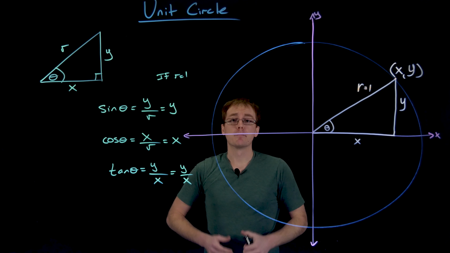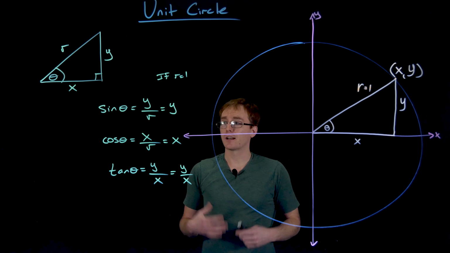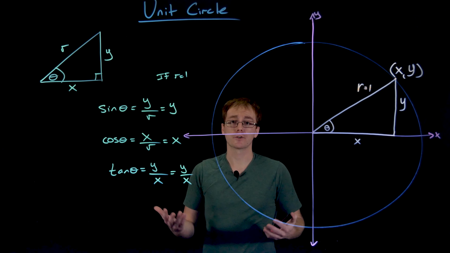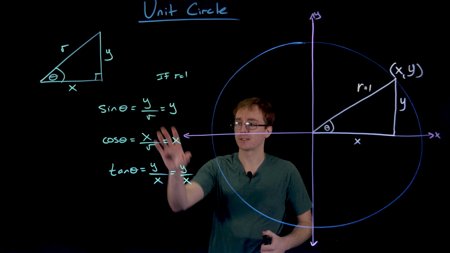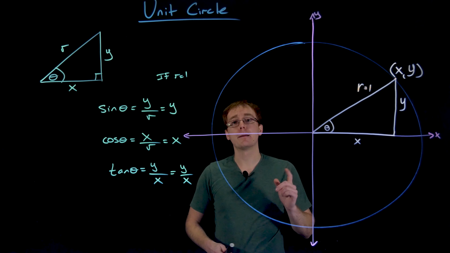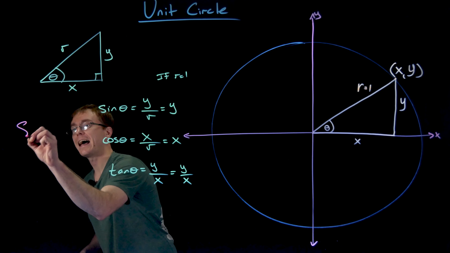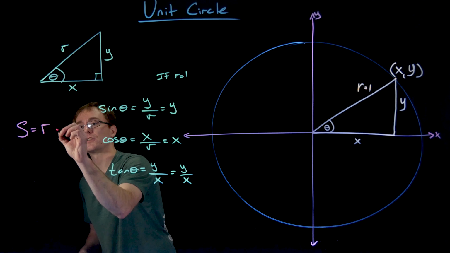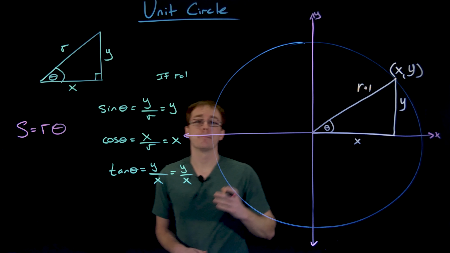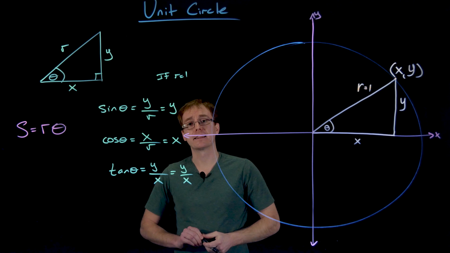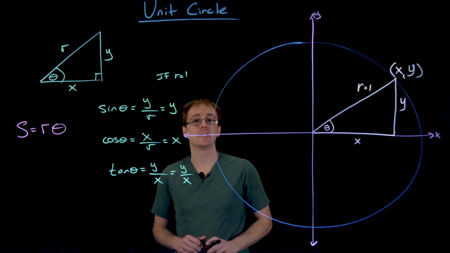So another very important observation that we need here, that also motivates why we use the unit circle instead of a circle of another radius, is that, remember, our arc length formula that we talked about earlier said that our arc length s is equal to the radius of the circle multiplied by the angle extended by that arc length theta, where theta is measured in radians.